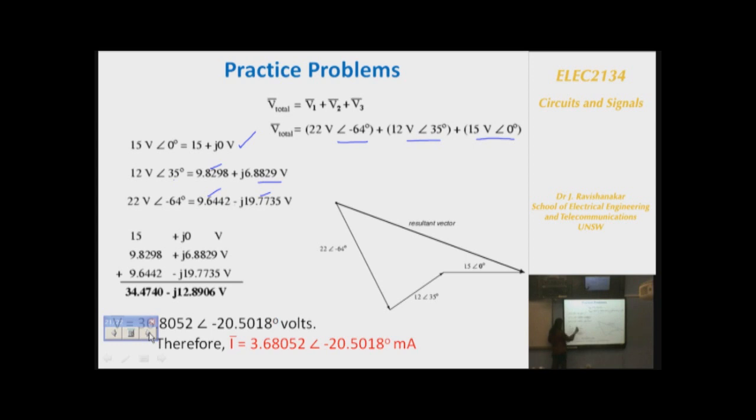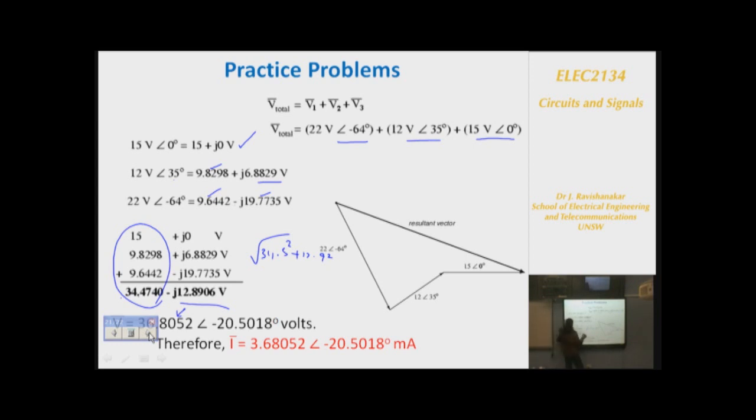Now we add all the values, add all together the real values, add the imaginary values together. This will be the net voltage. Now convert that voltage into polar form. So how do you convert? Once again, in the polar form, this will be root of say 34.5 square plus 12.9 square. So that value will be something like this, 36.8052. The angle will be minus 20.